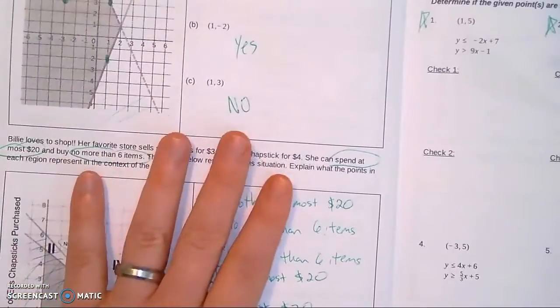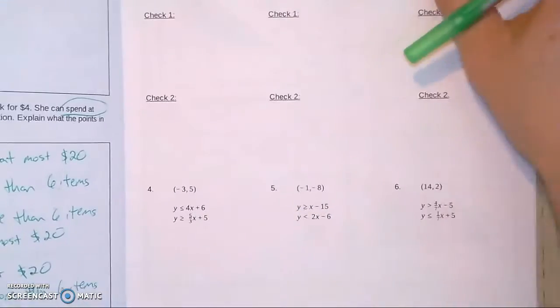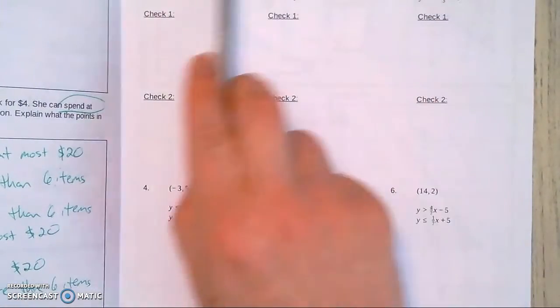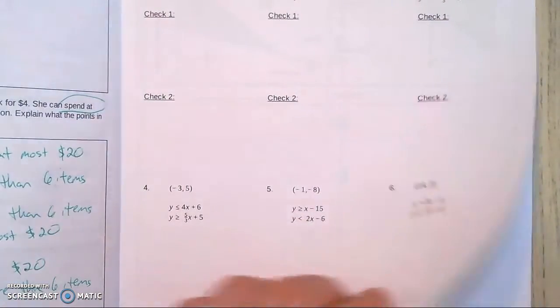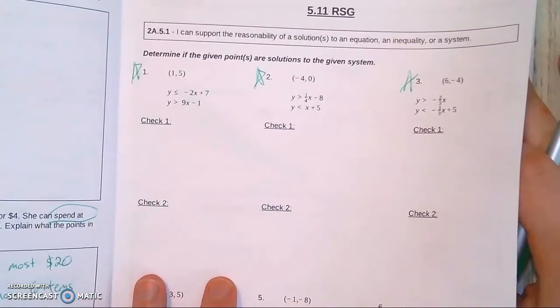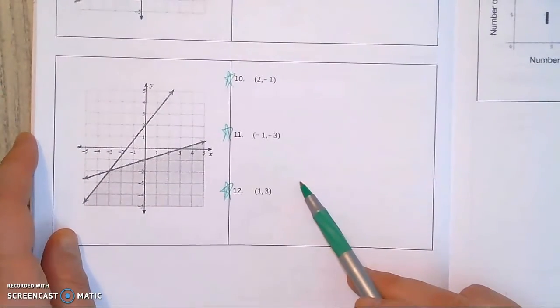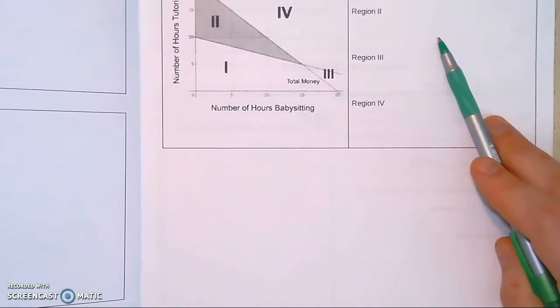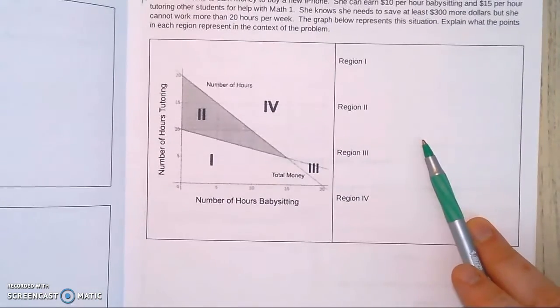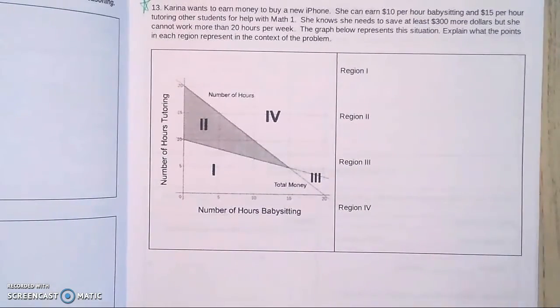When you upload your work today, you don't have to upload these notes. Instead, please just upload the work you do. So I just need pictures of 1, 2, and 3 on page 57. That's right here, 1, 2, 3 on 57. Pictures of 10, 11, and 12 on page 58, and a picture of number 13 on page 59. Thank you very much.